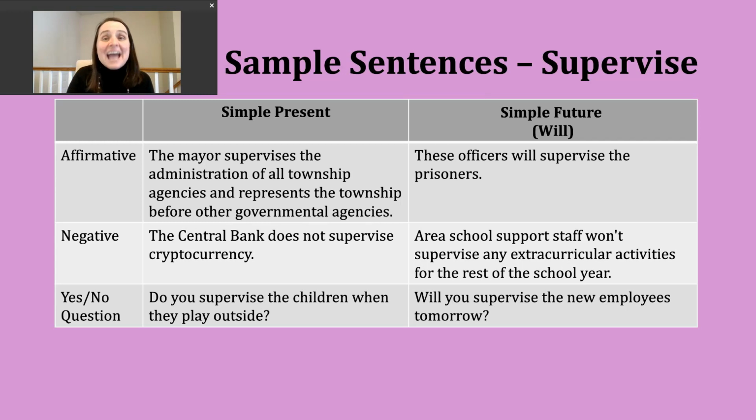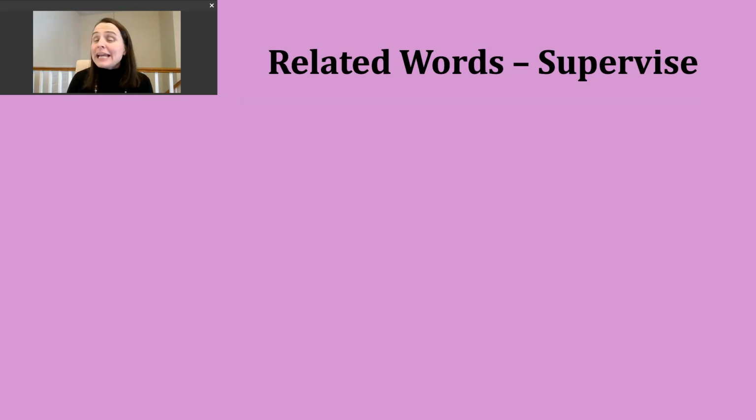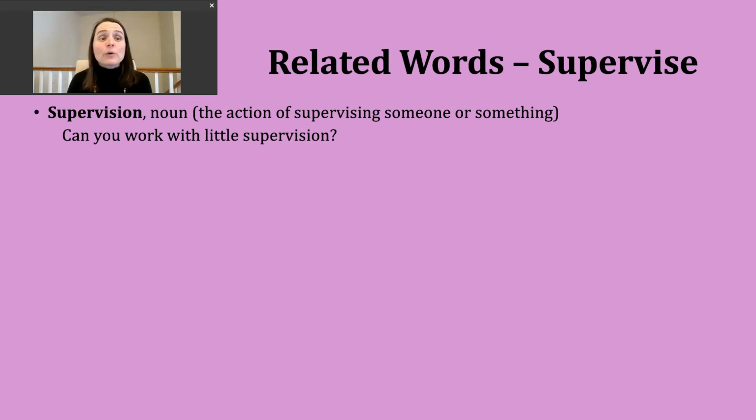Okay? Now, let's spend a little bit of time looking at some words that are related to our verb supervise. The first word we're going to discuss today is the noun supervision. This is the action of supervising someone or something. Okay? So this can connect back to all three definitions of the verb. We could be talking about an activity, we can be talking about someone at work, we could be talking about keeping someone safe. An example of this noun in a sentence might be, can you work with little supervision?